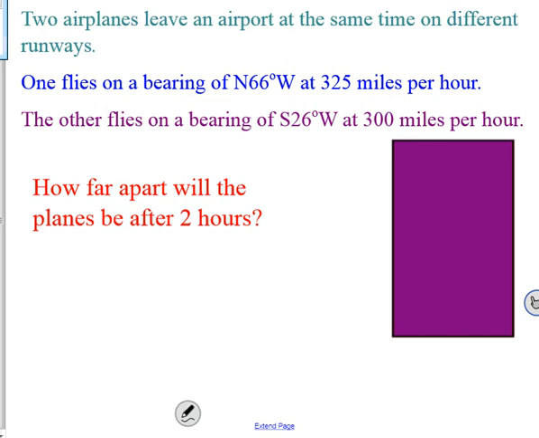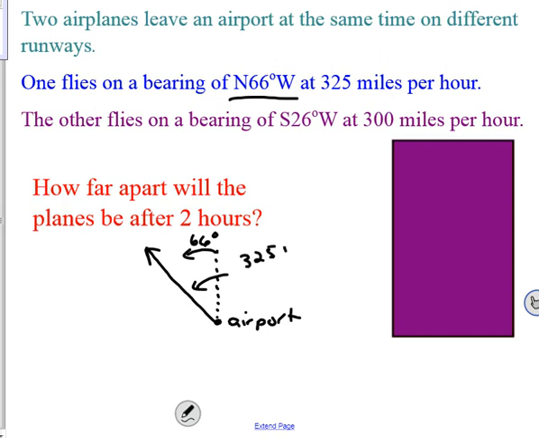So we have two planes, and they're leaving from the same place. One is a bearing, this means again 66 degrees west of north. So if this is my airport right here, instead of flying north, this plane is flying 66 degrees west, right? And it is flying at 325 miles per hour. Okay, so we could call that plane A.